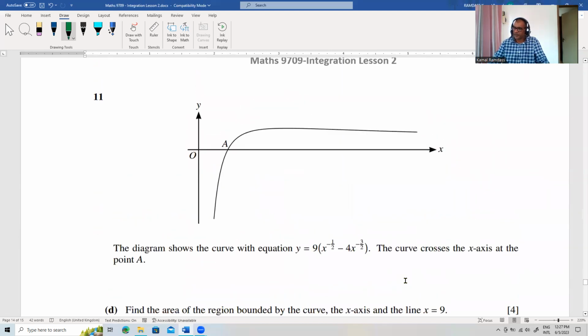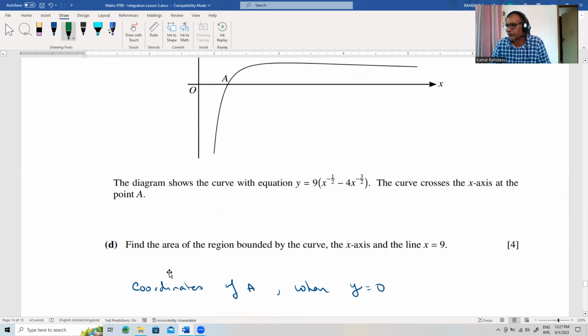Question 11. The diagram shows a curve with equation y is equal to 9 multiplied by x to the power of minus half minus 4x to the power of minus 3 over 2. The curve crosses the x-axis at the point A.